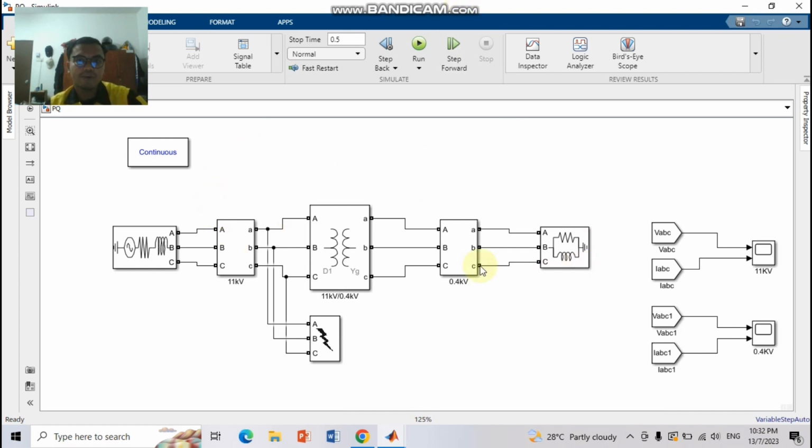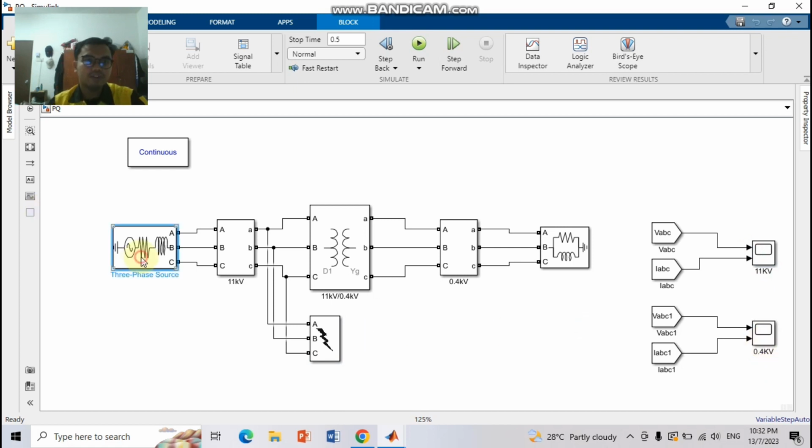So this is our group simulation. We use MATLAB simulation. First of all, this is the 3-phase source block, and then this is the 3-phase VI measurement block, and then this 3-phase transformer, which is two windings, and then also the same 3-phase VI measurement, and then this is the 3-phase parallel RLC load, and then this is the 3-phase fault, and then this is the scope.